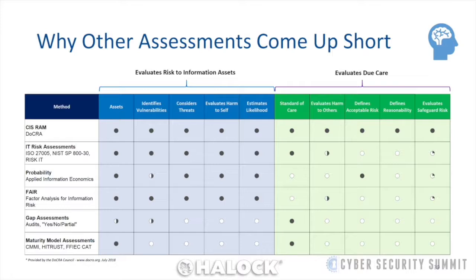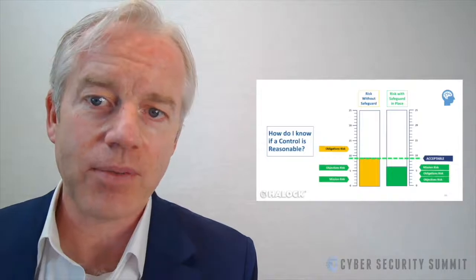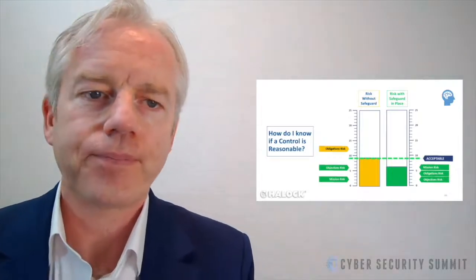What our clients are doing is they're finding that they start with one of these models, FAIR, Applied Information Economics, ISO 27005. It doesn't take a lot of investment to get them from where they are to full duty of care risk analysis. You would just look at the principles and practices in the DOCRA document. You can find it at docra.org.